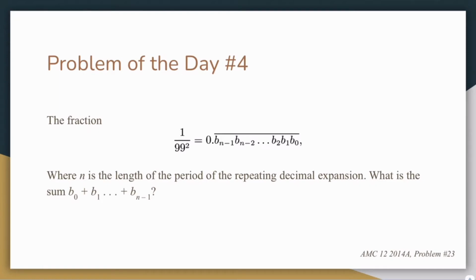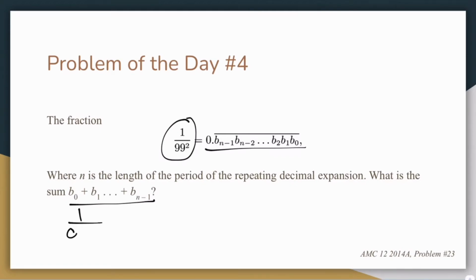Problem number 4 was problem number 23 of the 2014 AMC 12A. The fraction 1 over 99 squared is equal to this repeating decimal, where n is the length of the period of the repeating decimal expansion. What is the sum of all of these digits? So one of the easiest ways to do this is actually find what this is.